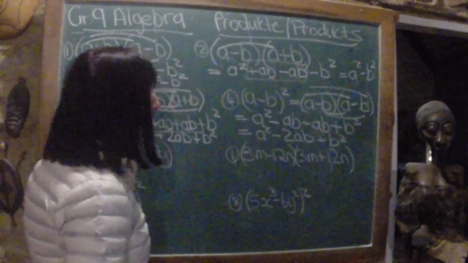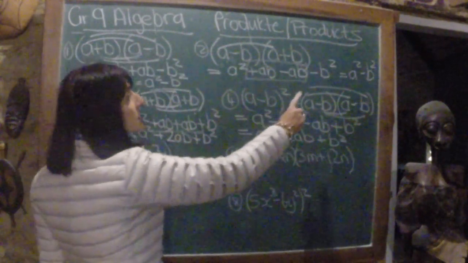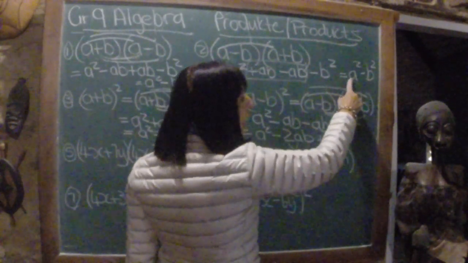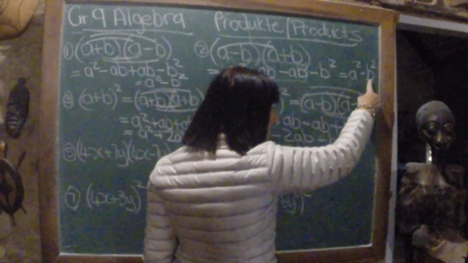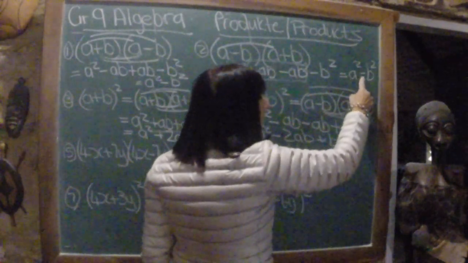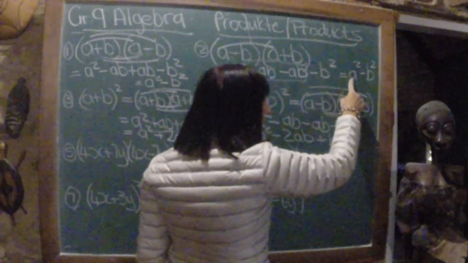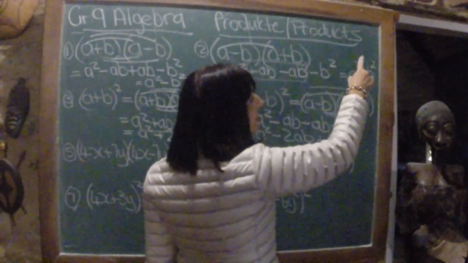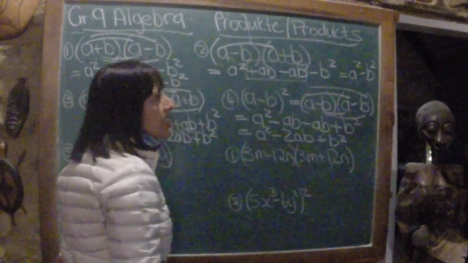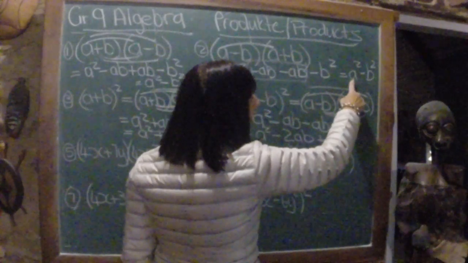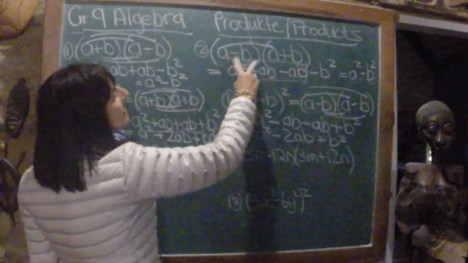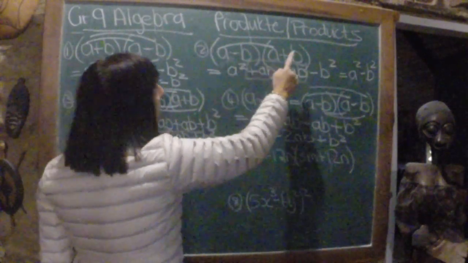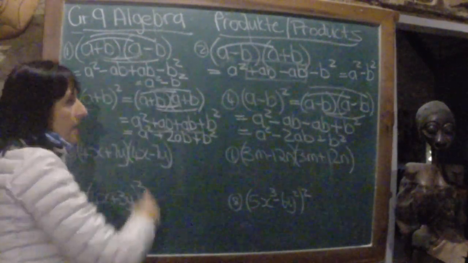So very important, when is it the difference between two squares? Because A times A is a square, B times B is a square. It squares. A times itself gives me a square. When is it the difference between two squares? When the brackets are identical, but the one has a plus and the other one has a minus.